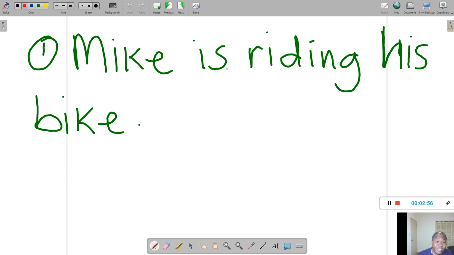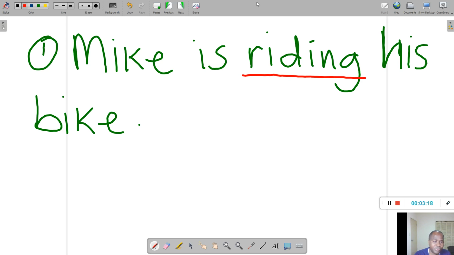So if you look at this sentence, Mike is riding his bike. When you do something to a bike, like riding, it becomes an action. So our action word item is riding. So riding is an action word, or in other words, riding is a verb.